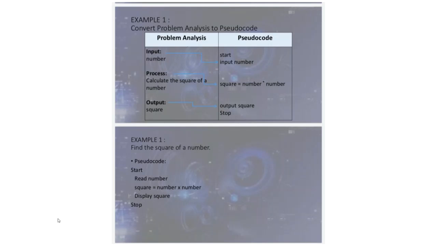This is an example of a problem analysis to pseudocode. In the problem analysis, the input is number, the process is calculate the square of a number, and the output is square. The pseudocode is: start, input number, the process square equals number times number, the output square, and then stop. So this is the full pseudocode to find the square of a number.